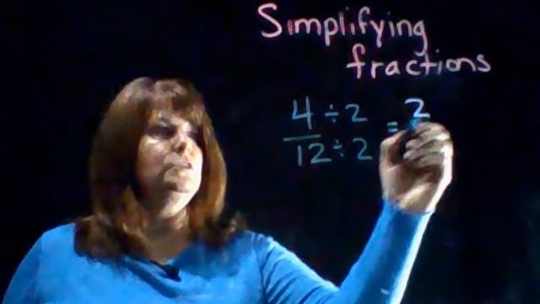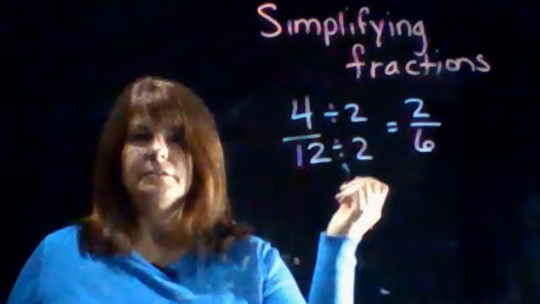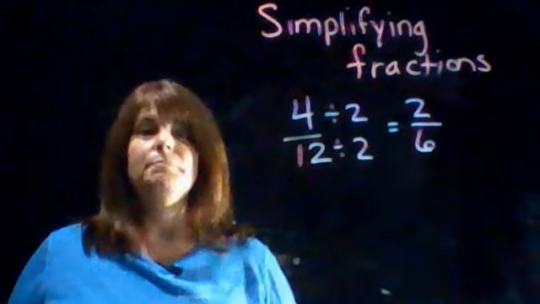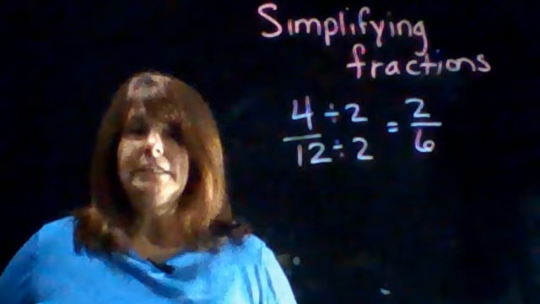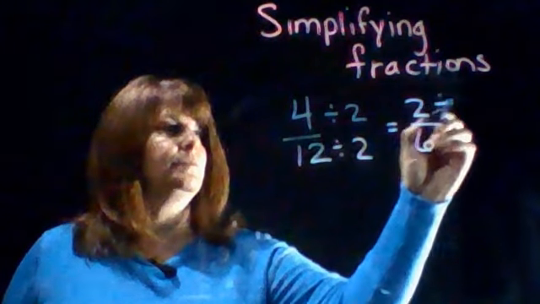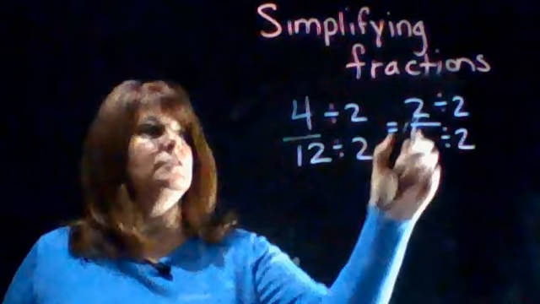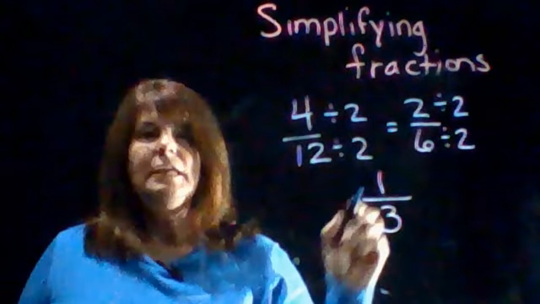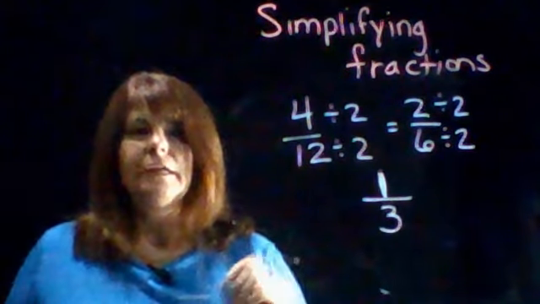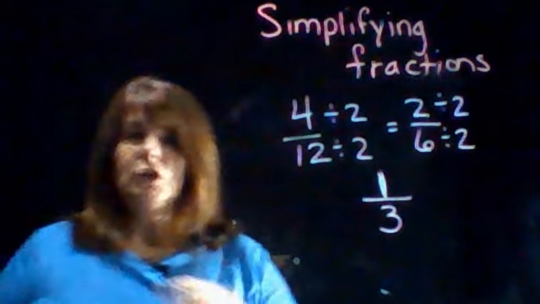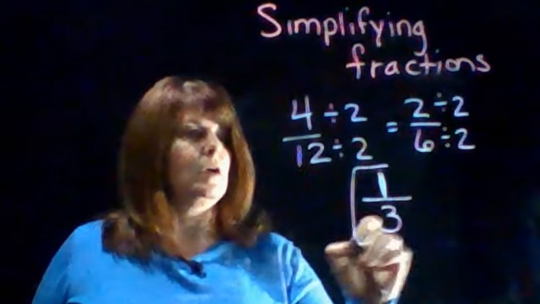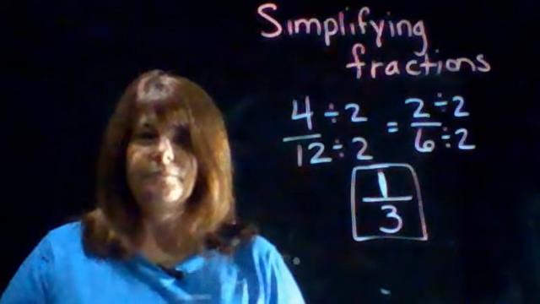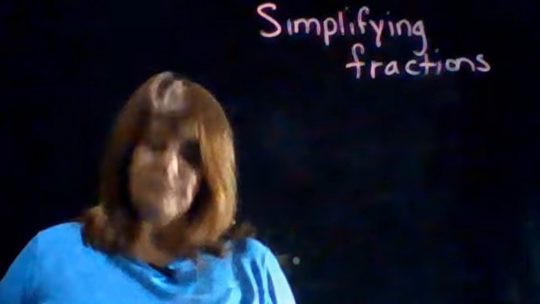4 divided by 2 is 2, and 12 divided by 2 is 6. Now we have to look at it, can I do it again? So 2 and 6 both can be divided by 2, so we need to continue dividing by 2. Okay, so 2 divided by 2 is 1, 6 divided by 2 is 3. Anytime you get a 1 in either the numerator or the denominator, you're done simplifying. So 1/3. 4/12 equals 1/3.